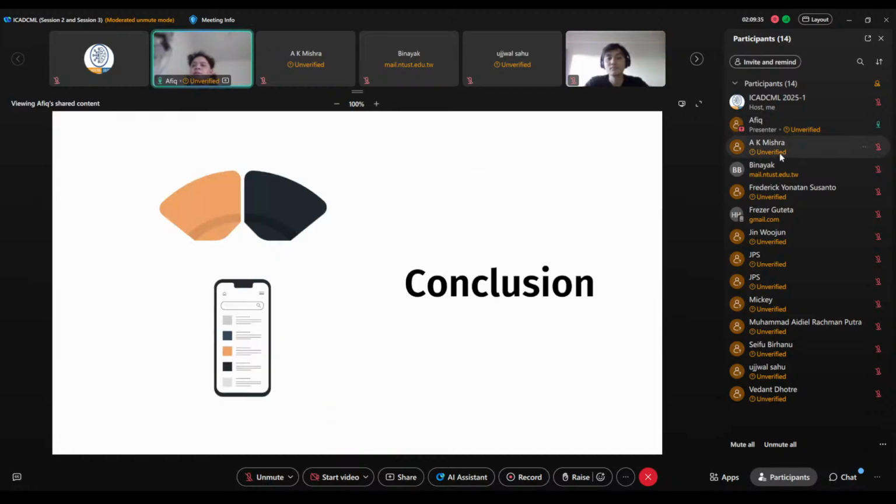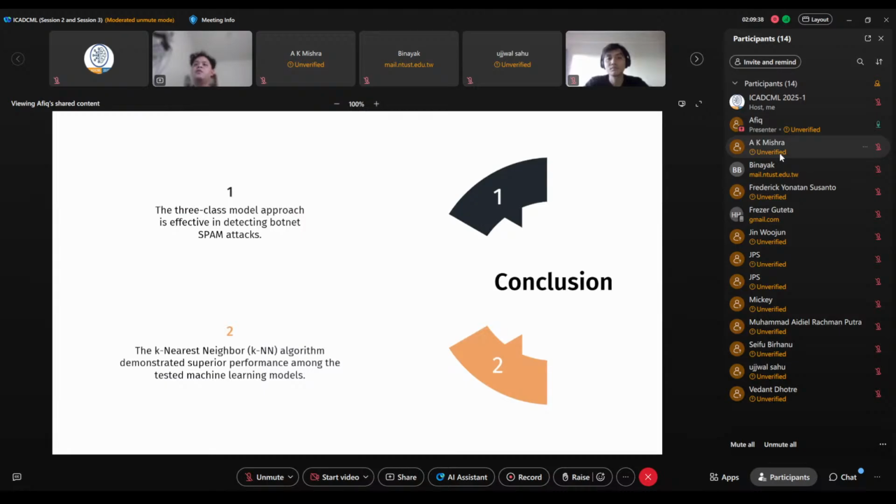So finally, we come to the last part, which is the conclusion. Our conclusion highlights the success of the 3-class model approach in detecting botnet spam attacks. Among the various machine learning algorithms tested, the k-nearest neighbor algorithm stood out with remarkable performance metrics: a weighted accuracy of 98.45, a precision of 98.41, a recall of 98.45, and an F1 score of 98.4. This result demonstrates the robustness of the framework and its potential applicability to real-world network environments, making it a reliable approach for addressing botnet spam detection challenges.